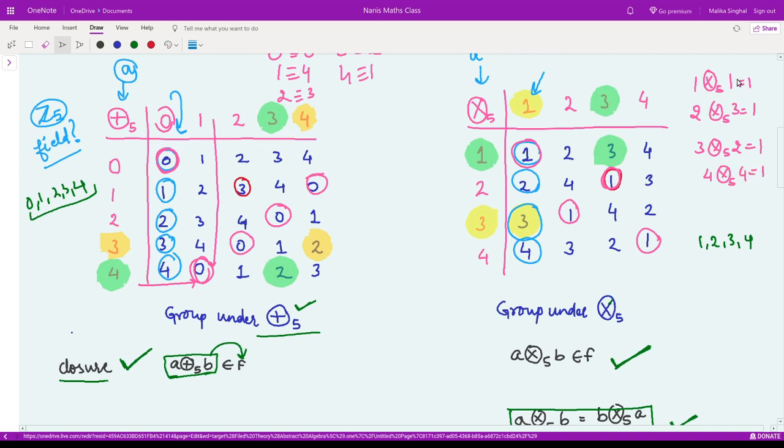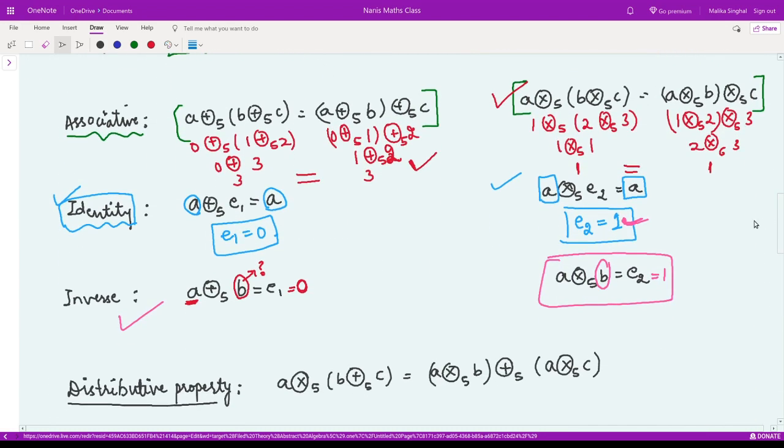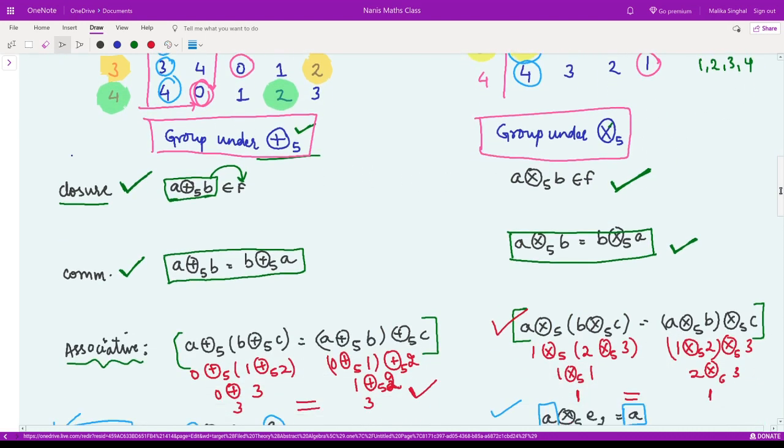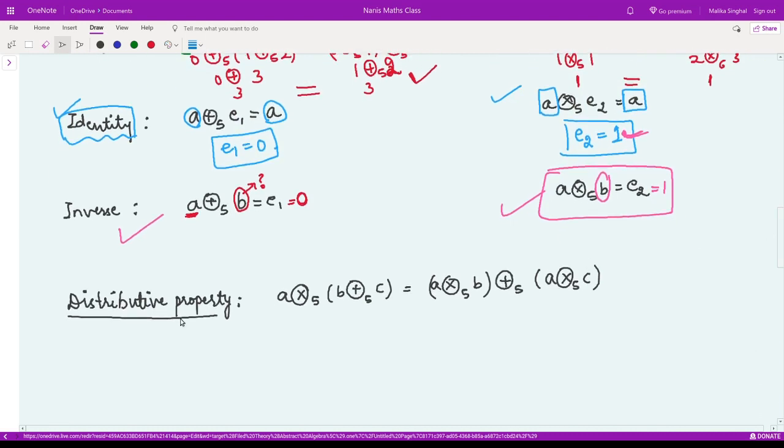That means 1 is the inverse of 1, 2 is the inverse of 3, 3 is the inverse of 2, 4 is the inverse of 4. So therefore we have inverses for every element in the field. So these two properties are also satisfied. Then we can say that this forms a group under addition mod 5, and this forms a group under multiplication mod 5. So these two properties are true. So next, the last property that we need to check is the distributive property.